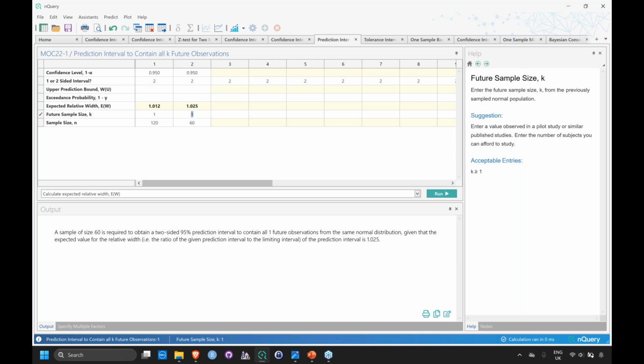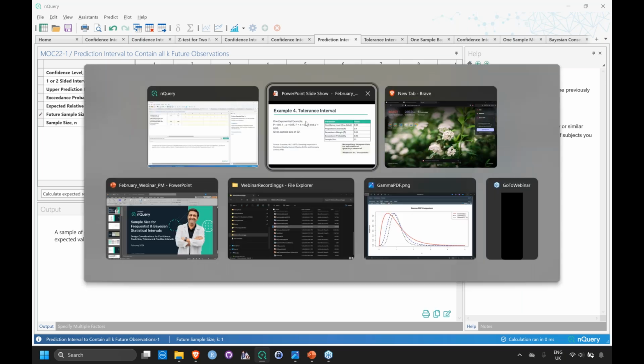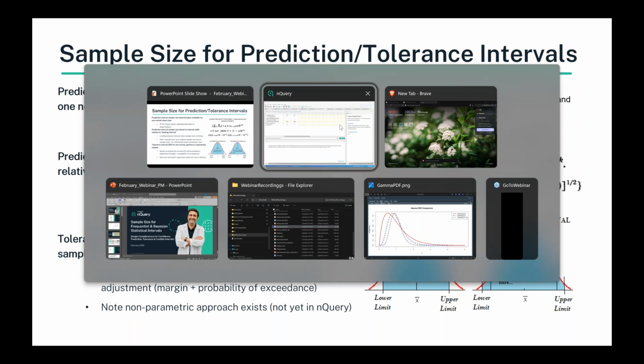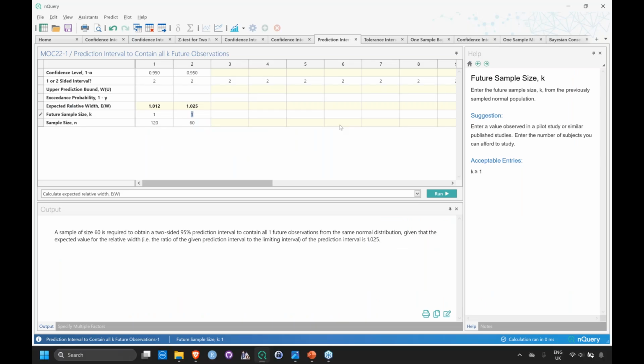This so-called smallest achievable prediction interval, or the limiting interval that everything is relative to, can be explicitly calculated using the formula I showed a few slides back. So it's like this formula, but as you can see, this would require the standard deviation, which we don't have in this example.